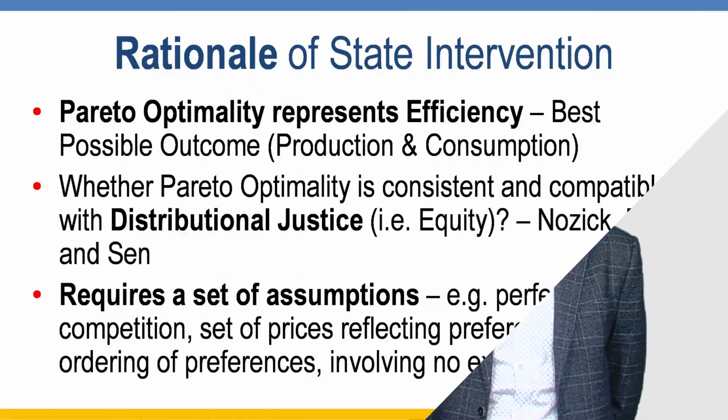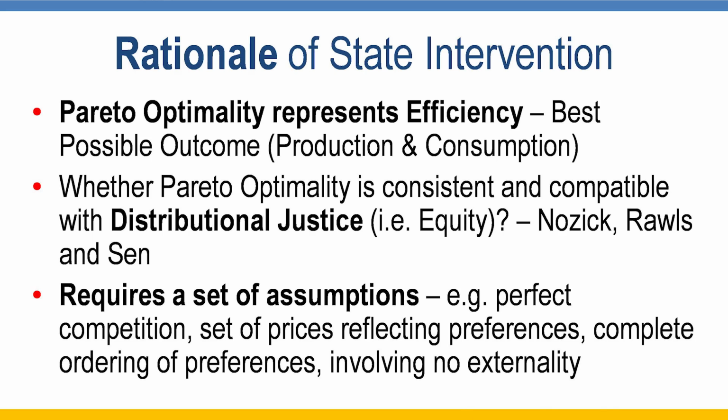Now, what is important here is to understand that Pareto optimality in fact represents a kind of efficiency. It is the best possible outcome in terms of production and consumption. In production, you have utilized the resources in a way that gives the best, optimum production, and you have consumed a mix of different commodities which will give you the maximum satisfaction.